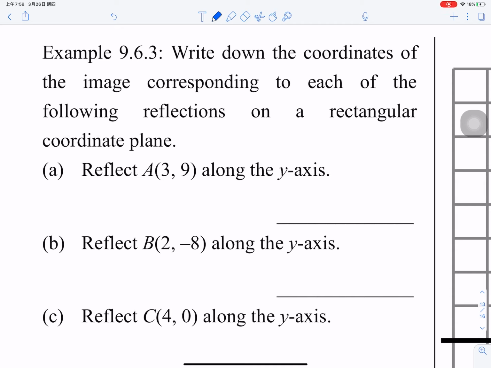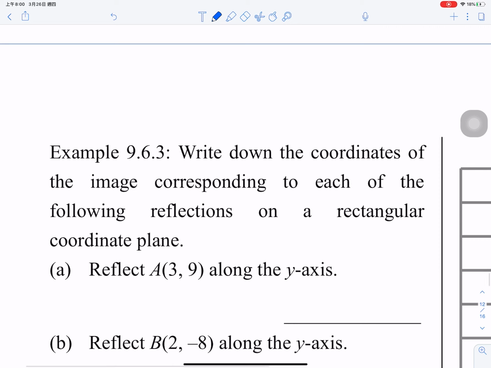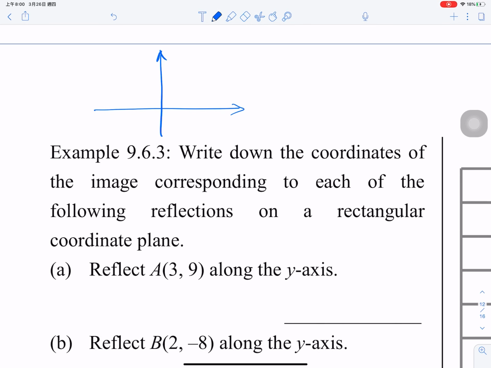9.6.3. Let's have a look. Write down the coordinates of the image corresponding to each of the following reflections on a rectangular coordinate plane. A is (3, 9), then what is the image of A? Okay, you may see that, reflect along y-axis. This one as an example. Okay, A is (3, 9). Reflect along y-axis. Here is y and x. So this one becomes the image.